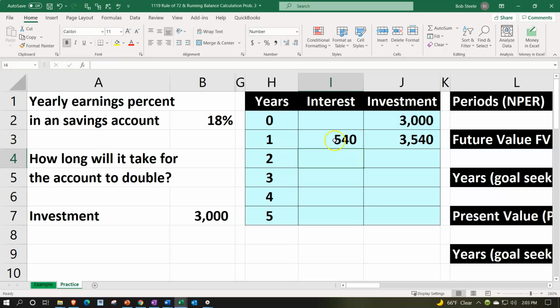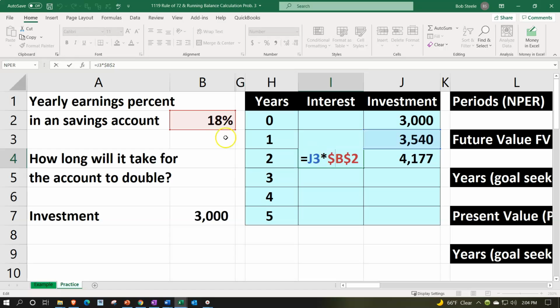Oftentimes I will test this by taking it down one cell just to make sure it does what I want it to do, unless I'm confident, and then I would bring it all the way down. I'm confident here, but I'm still going to test it. So I'm going to autofill it down, and then I'm just asking, is it doing what I want it to? Let's double click that one. Yeah, it kept that one the same. B2 didn't move. This one did move down, just like it should, from the 3,000 to the 3,540.